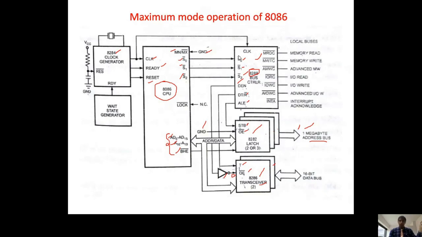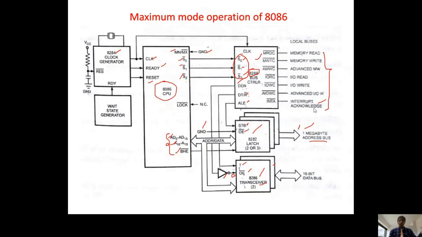Here, with the help of 3 status lines, S0 bar, S1 bar and S2 bar, the processor performs 8 different operations. 3 inputs means how many combinations? 2 power 3, so 8 operations are possible. For example, if all 3 are zeros, the processor is performing the interrupt acknowledgement operation, INTA bar. Like that, 0 0 1 is memory read, 0 1 0 is memory write. Because of 3 inputs there are 8 possibilities, so 8 different operations are performed by the processor.